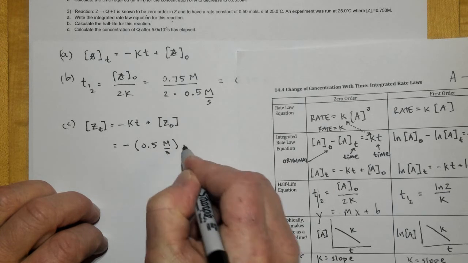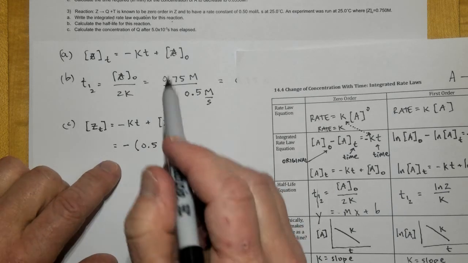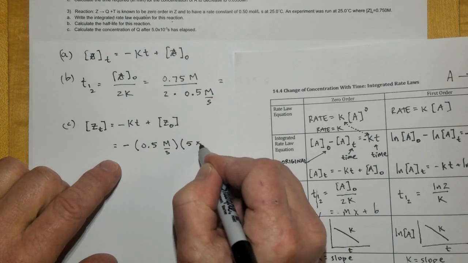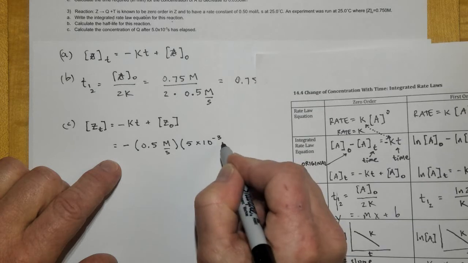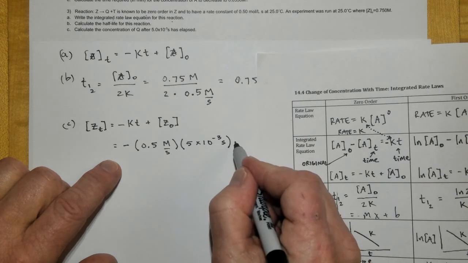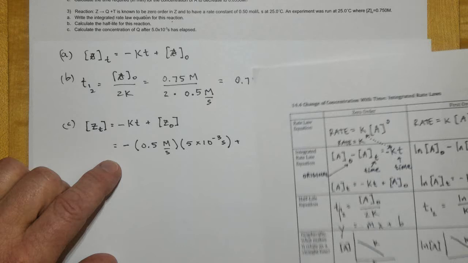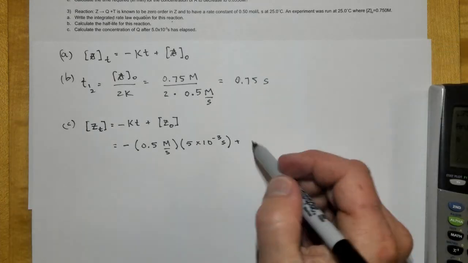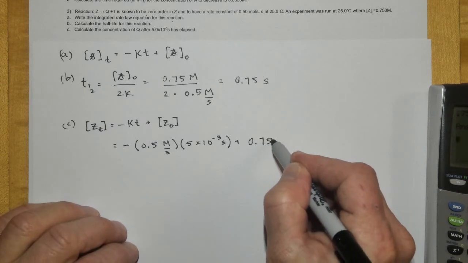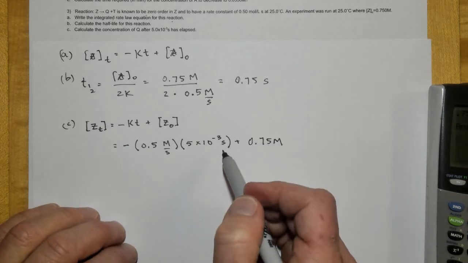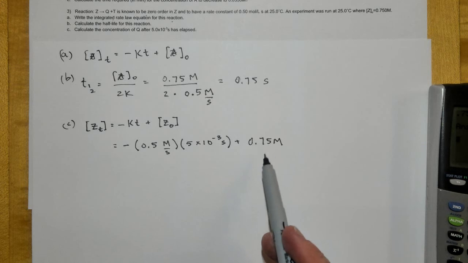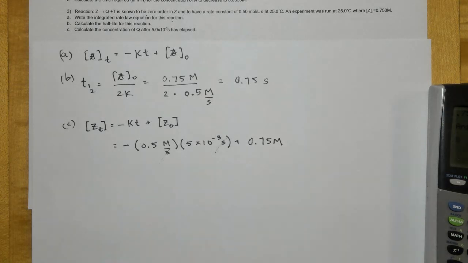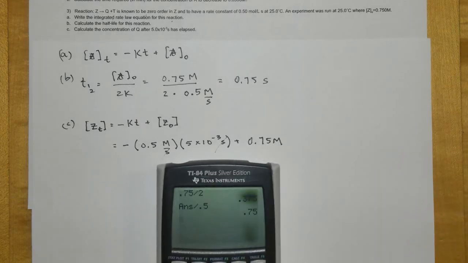And then the time, of course, is this number they give us in the problem, 5 times 10 to the negative 3rd seconds. Ooh, not a lot of seconds elapsed. And then plus the original amount right here. So Z original is 0.75. All right, you notice that we should end up with molarity as our units. We're adding those two together, so our seconds cancel with our seconds. Let's try this on our calculator.